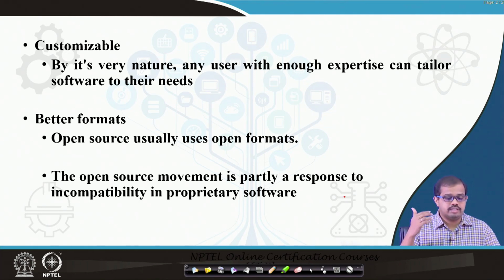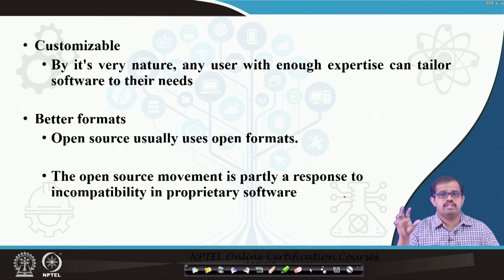Now, customizability. By its very nature, any user with enough experience can tailor open source software to his or her needs. With proprietary software you will not be able to do it; you cannot, basically, as per the license agreement. Then you have better formats. Open source usually uses open formats, internationally recognized and globally used formats, whereas proprietary software will have closed formats.